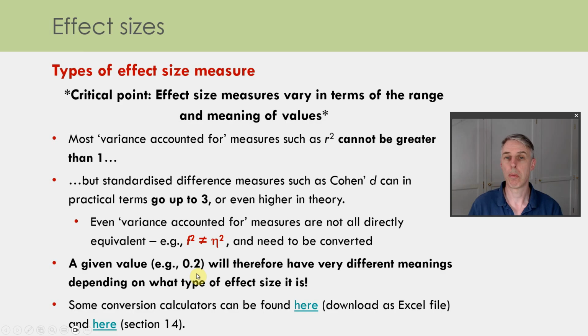Okay, so the meaning of a value: if you hear something like the effect size was 0.2 or whatever it is, the first thing you should wonder is, well, what type of effect size measure is that? Because that will help you make sense of what the value means. Now, in terms of converting one type of effect size measure to another, I've included links to a couple of very useful conversion calculators which are accessible via the slides.